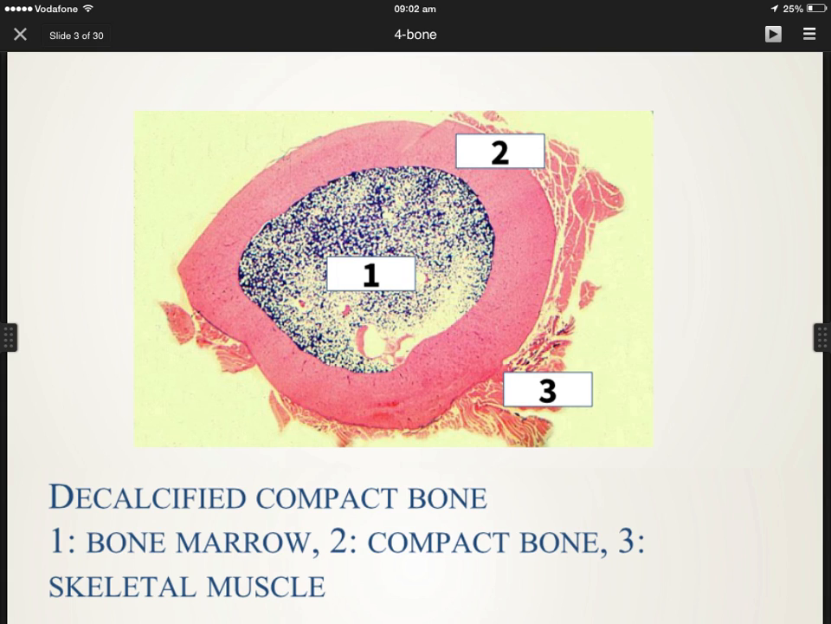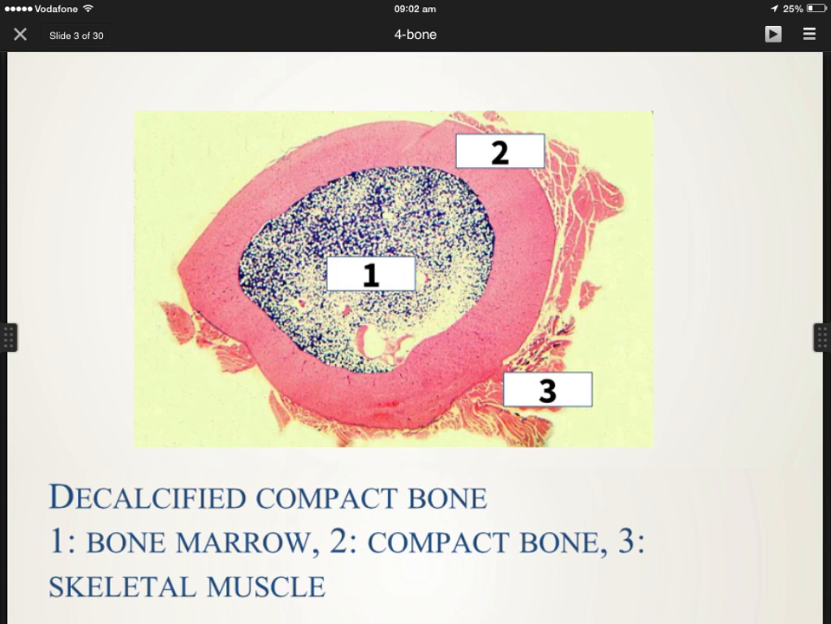This picture demonstrates the decalcified compact bone. As we see, the center of the bone, number 1, is filled with the bone marrow, number 2 is the decalcified compact bone, and number 3 is the attached skeletal muscle on the surface of the bone.